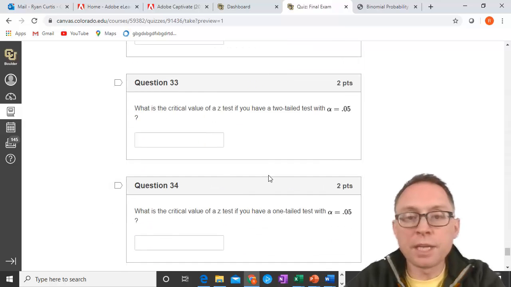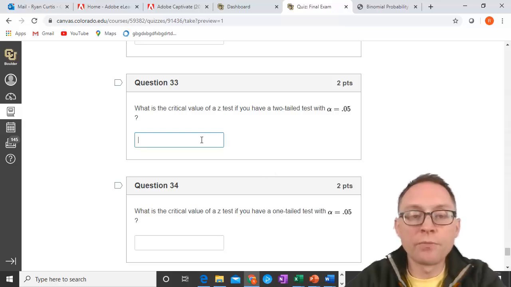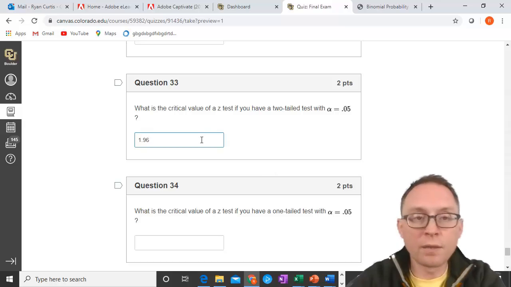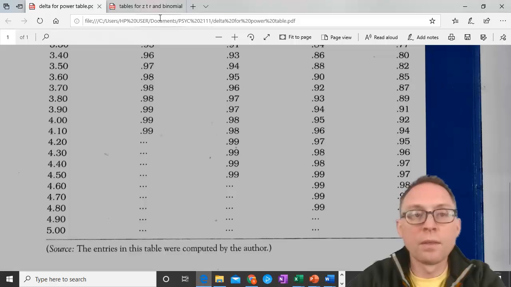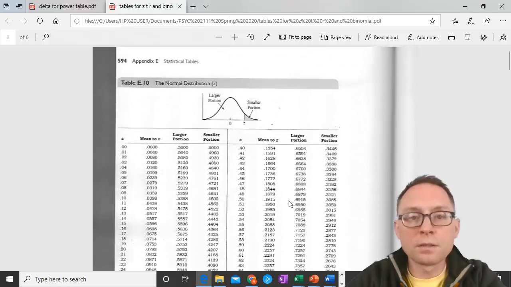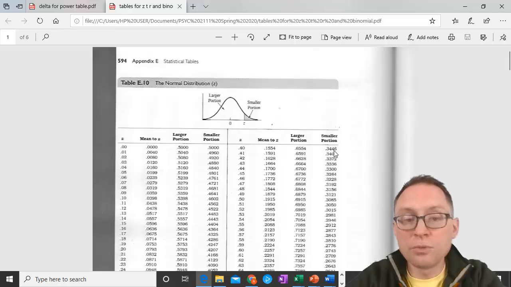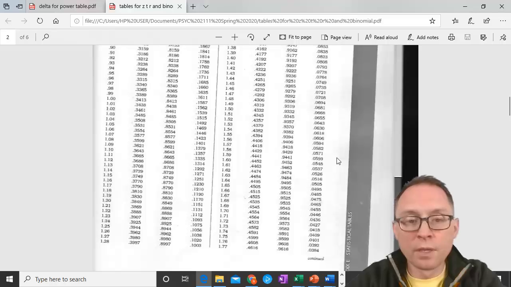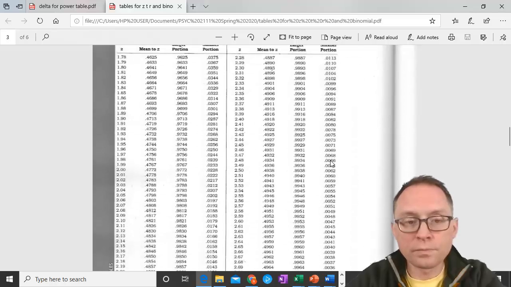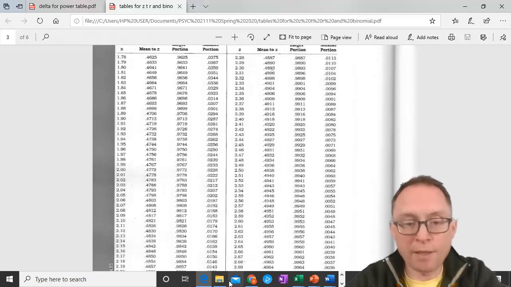What is the critical value of a z-test if you have a 2-tailed test with alpha equals 0.05? I already know what this is. It's 1.96. But if you ever want to look at it, here's how it looks. This is the old normal distribution, right? And so what you need is a smaller portion, but it's 2-tailed, so the smaller portion has to have a p-value of 0.025. So you're just looking for 0.025 in the smaller portion. Here it is, 0.025 in the smaller portion. The z-score is 1.96. That's the critical value. It's always. There's no degrees of freedom for that, so it doesn't matter.